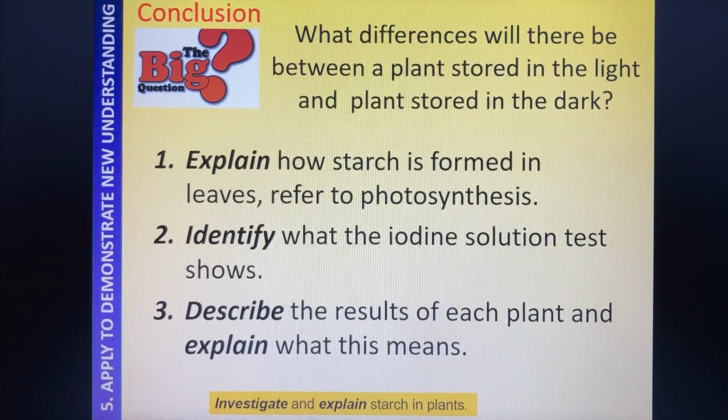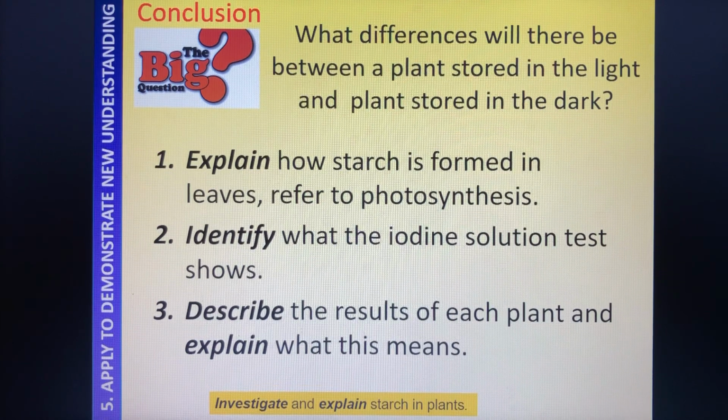practical. And I would like you to take a photograph of this page and send it to me on Show My Homework, please. So when you've done this write-up, which is going to be between half a page and a page of writing, answering these 3 questions, you're going to take a photograph, upload that onto Show My Homework so I can see your work. So we had that question, we've written this question already. What differences will there be between a plant stored in the light and a plant stored in the dark?